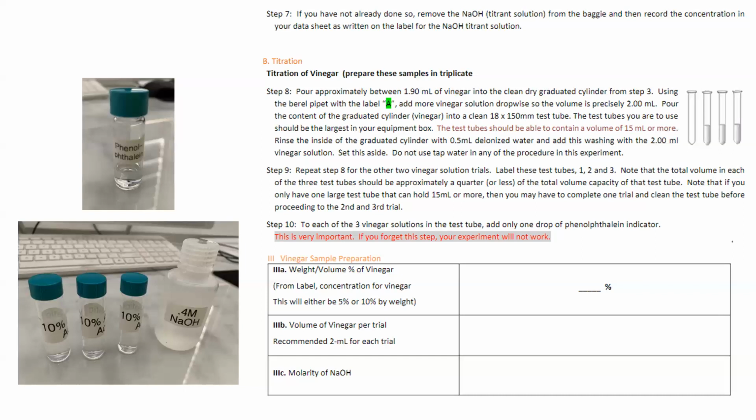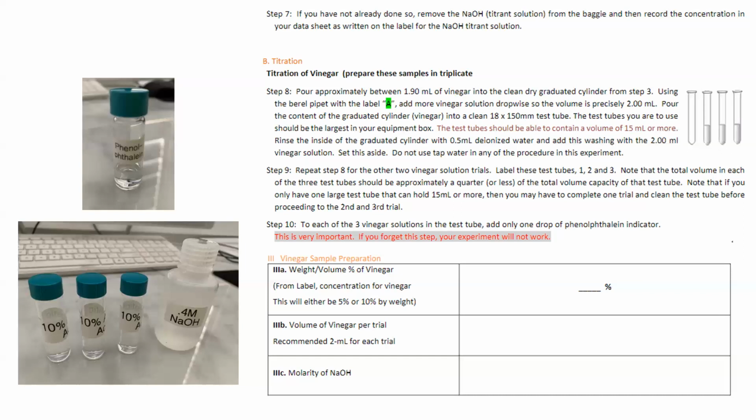Then, using our Burrell pipette that's been labeled A for acid, we're going to add more of that 10% acetic acid solution dropwise, so that the volume is precisely 2.00 milliliters. Once we're at that precise volume of the 10% acetic acid solution in the 5 milliliter graduated cylinder, we're going to pour that liquid from the graduated cylinder into the clean large test tube.